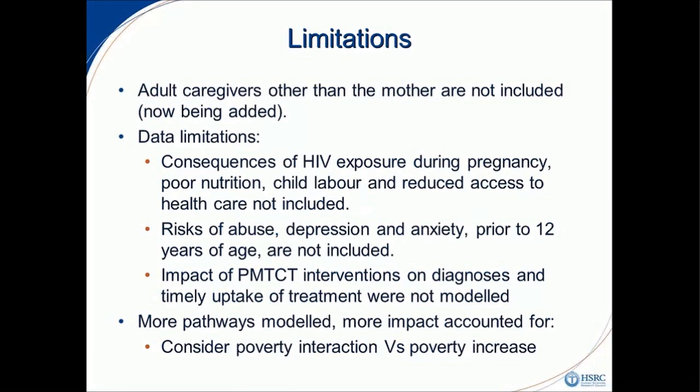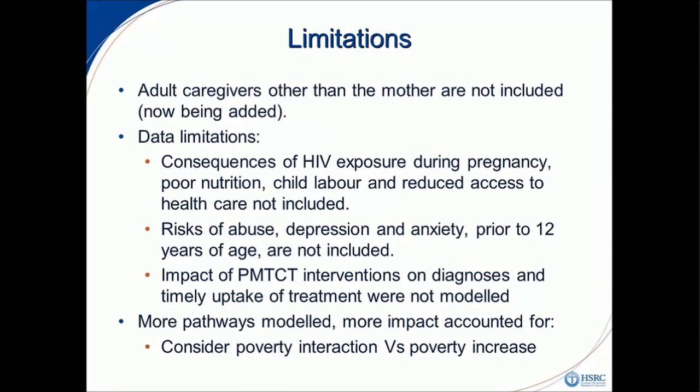The risks of abuse, depression, and anxiety were only available for children 12 years and older, and so we weren't able to include increased risks for younger children. And the role that PMTCT plays in getting people onto treatment was difficult to model. So this doesn't actually change the total number of people on treatment, but it does change the timing of treatment in the model. And of course, the more pathways we add in, the more impact we will see.